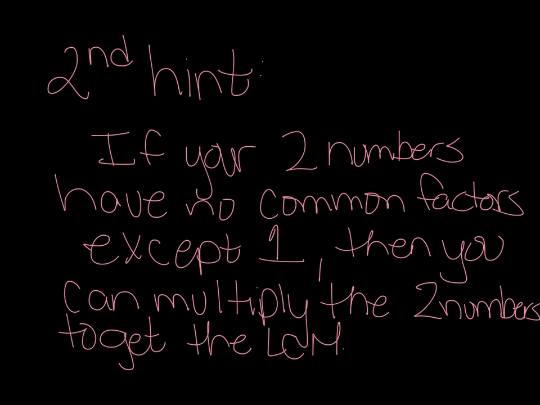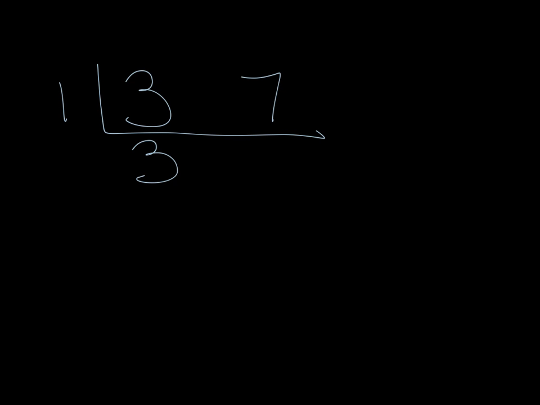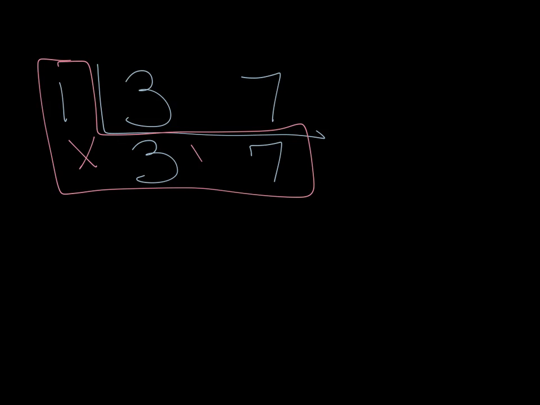So let's add just another page here and I'll show you some examples. So for example, we have 3 and 7. Okay, they have no factors in common except for 1. So you could do your cake method using 1. 1 goes into 3 3 times. 1 goes into 7 7 times. And draw your L. 1 times 3 times 7, which equals 21. But a faster way is to say, hey, I know these numbers don't have anything in common. Let's just multiply them together and get 21.